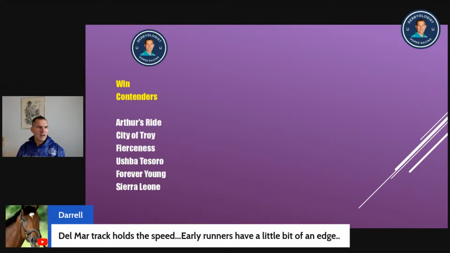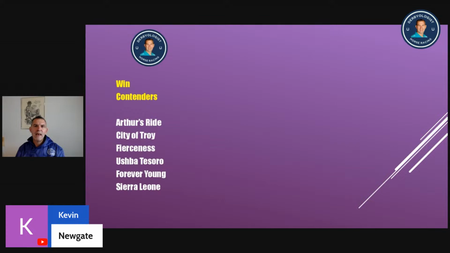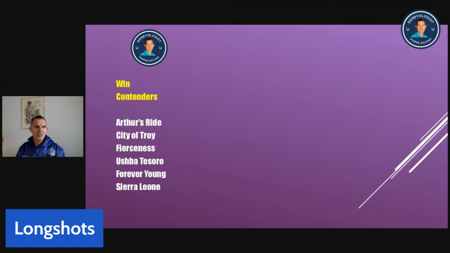Daryl says Del Mar track holds the speed. Early runners may have a little bit of an edge. Possibility. If you get enough pace, I think we can have some closers. But if there's no pace, Fierceness may be able to slow down that pace. Kevin likes Newgate, out of post position 13. Next, I think he'll be up against it. He's shown a little bit more tactical speed, but that was going 1.5 miles, 1.75 miles. So I'm not sure he can show that out of post position number 14.